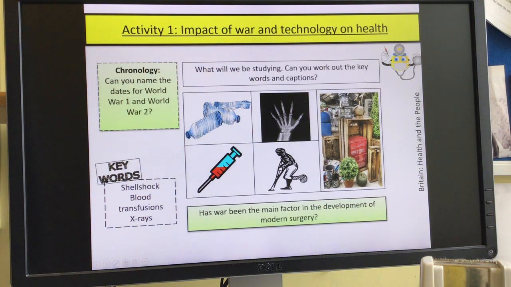Okay, the next activity for you is just to have a look at the impact of war and technology on health. Okay, so looking at those images there, what we'll be studying, can you work out the keywords from the captions underneath? A little bit on chronology as well, another task just up here. Can you name the dates of World War I and World War II? Can you make sure you understand what these key words are, and then have a think about a bullet pointed answer to that question? So there's quite a lot to have a go at here, and just give yourself some good time. So press pause and come back when you're ready. Okay, off you go.